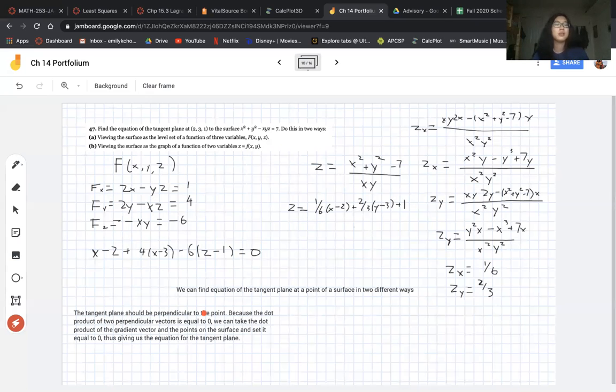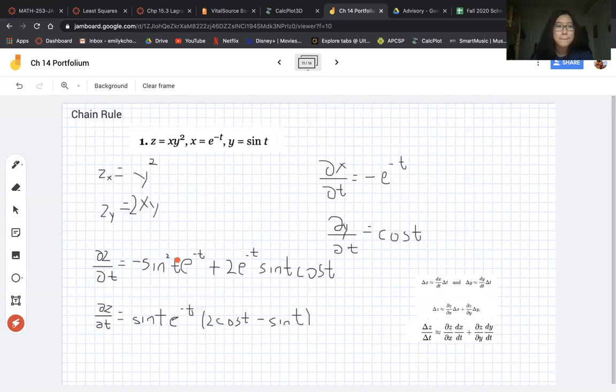So we can do that because the gradient is perpendicular to the tangent plane, and since the dot product of two perpendicular vectors is equal to 0, we take the dot product of the gradient vector and vectors to points on the surface, and we set it equal to 0. And this gives us the equation for the tangent plane.